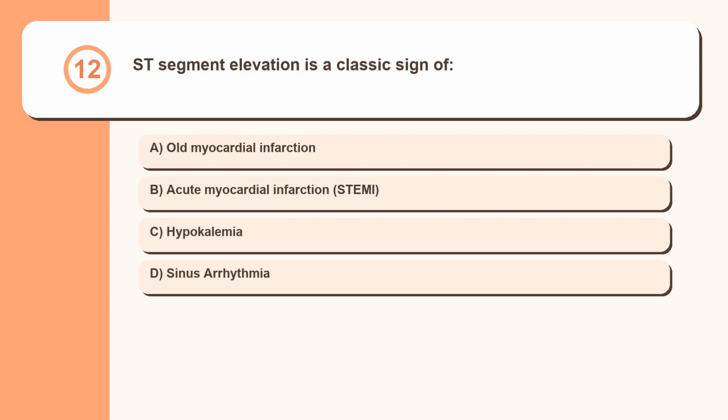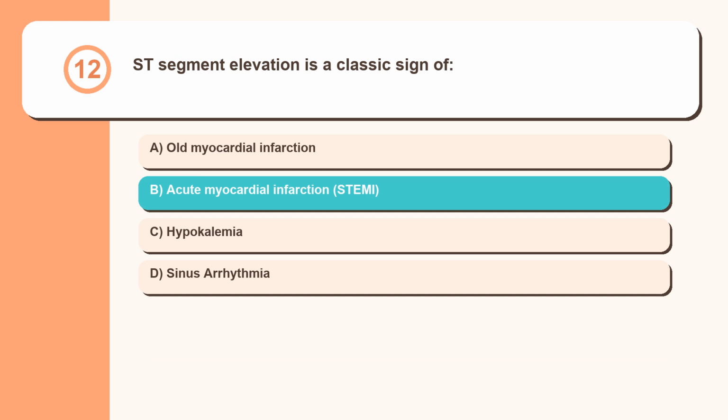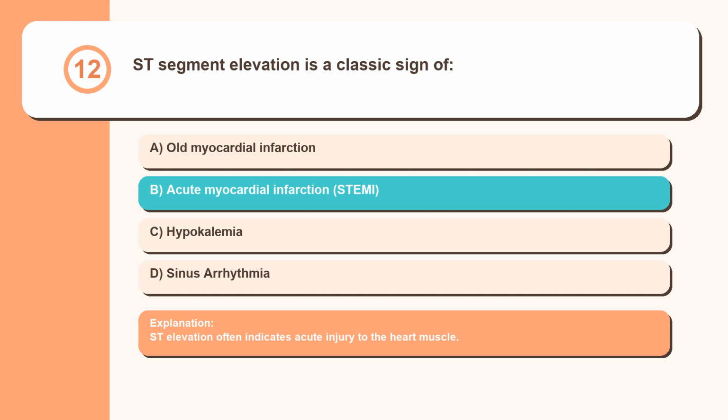Question 12. ST segment elevation is a classic sign of old myocardial infarction, acute myocardial infarction, STEMI, hypokalemia, sinus arrhythmia. ST elevation often indicates acute injury to the heart muscle.